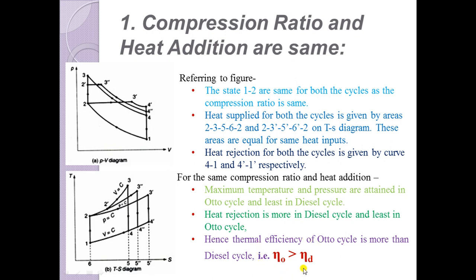For that reason, we can conclude that the thermal efficiency of the Otto cycle is more than that of the diesel cycle. So, this is the first comparison we can make with respect to the same compression ratio and heat addition.